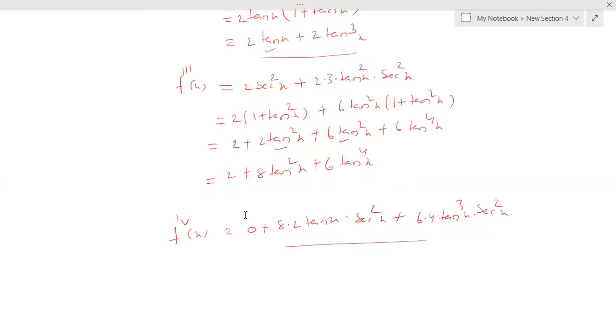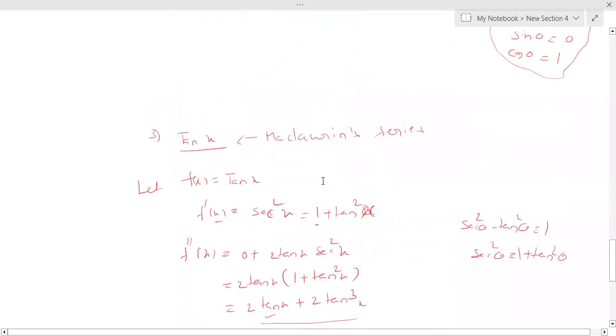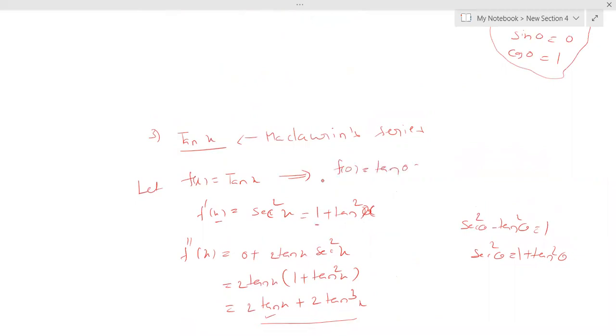Now substitute the 0 value, because in the Maclaurin series we require f of 0. f of x equal to tan x. Therefore, f of 0 equal to tan 0. Tan 0 value is sin 0 by cos 0. Sin 0 value is 0, cos 0 is 1. 0 by 1 equal to 0. Here f dash 0 equal to 1 plus 0 equal to 1.